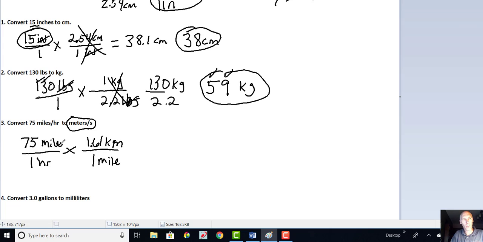Okay, as you're doing these, cross out your units. It keeps things organized for you. Okay, so miles are now gone. If you were to multiply that together and get an answer, your final answer would be in kilometers per hour, but you want it in meters per second.